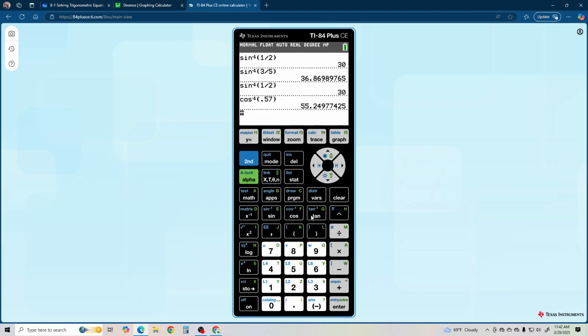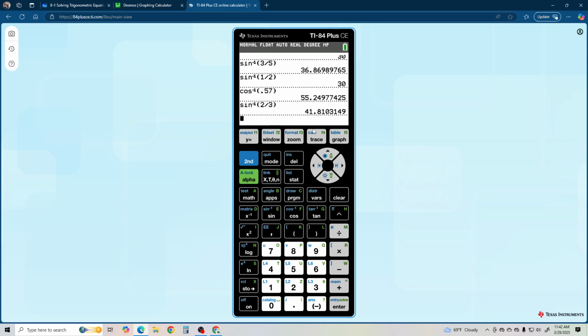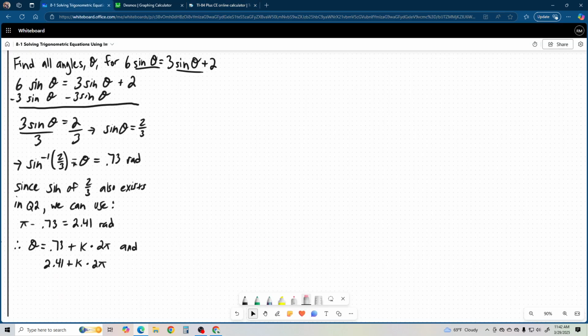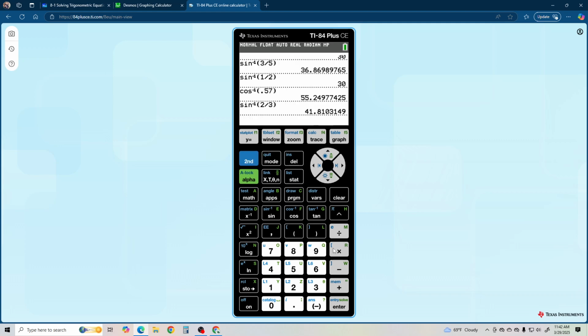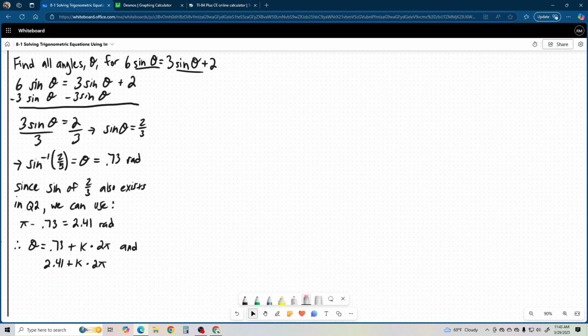So if you go here, inverse sine of 2/3, right, we get 41.8, right? Which if we go back here, oh, they're using radians. That's fine. That's an easy fix. Radians. Okay. So if we do the same thing, we get 0.729, so 0.73 radians. Now, this is our answer, right? This is theta. So in other words, theta is 0.73 radians.